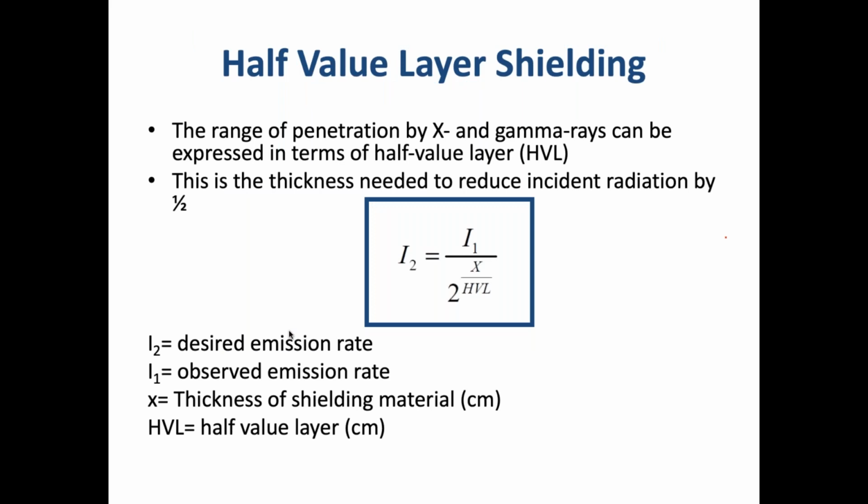Half value layer: the range of penetration of X-rays and gamma rays is expressed in half value layer. This is the thickness needed to reduce the incident radiation by one half. Oh, this is going to be a fun formula to work with. I can see that right away. We're going to have to use logarithms on this.